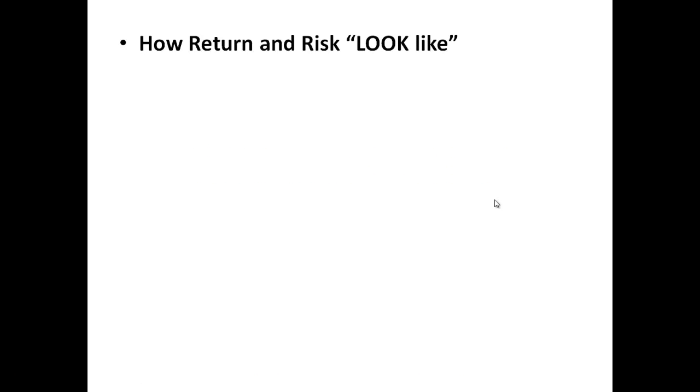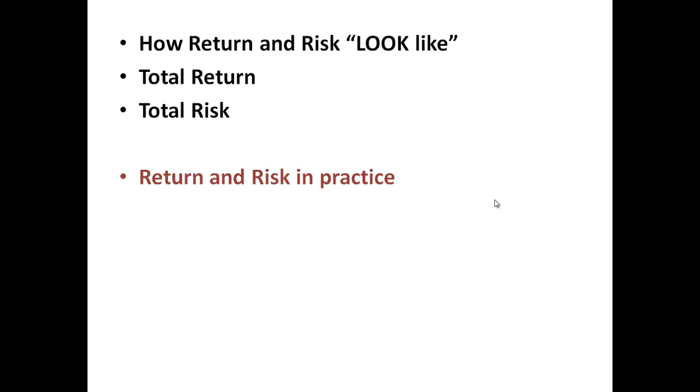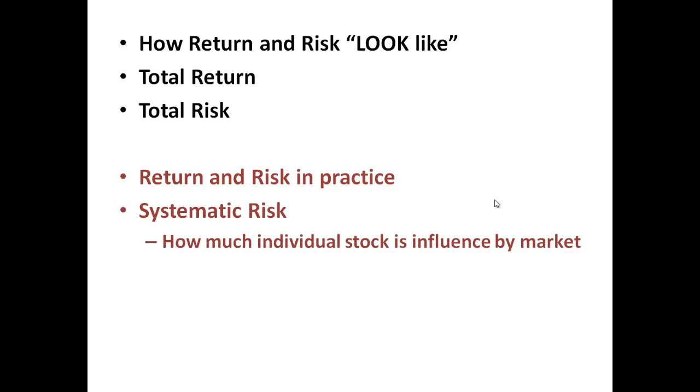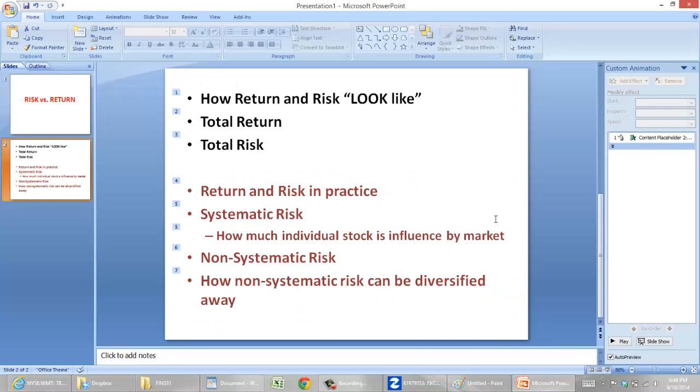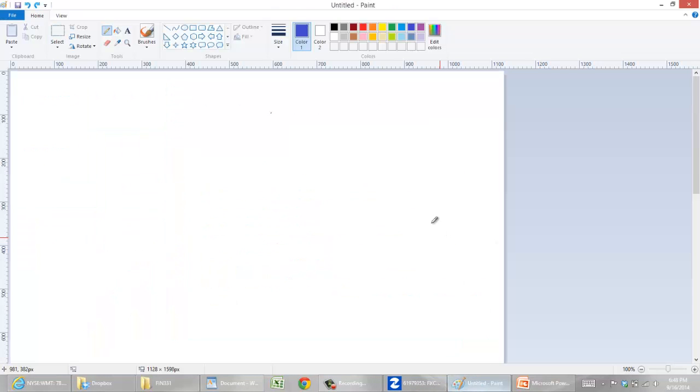Sounds a little bit weird, right? So, okay, I will show you how they look like. I will show you total return, the total risk, and then I show you how it works in practice. I will show you and then I will classify them into systematic risk and non-systematic risk. And finally, I show you why non-systematic risk can be diversified away. Okay, so being said that, how do risk and return look like?